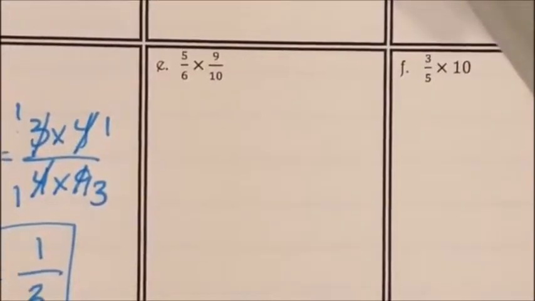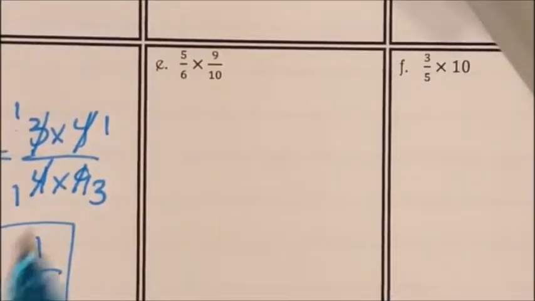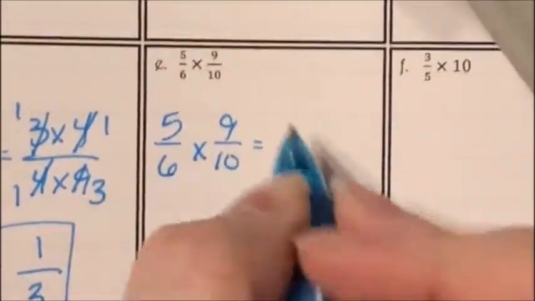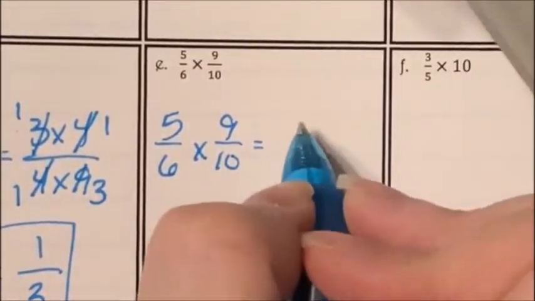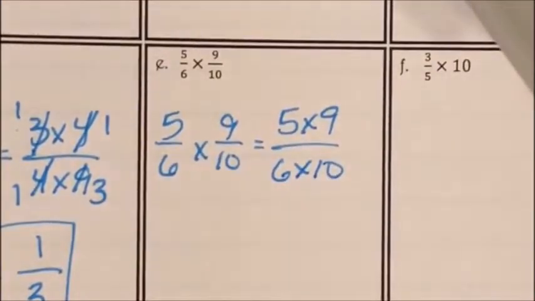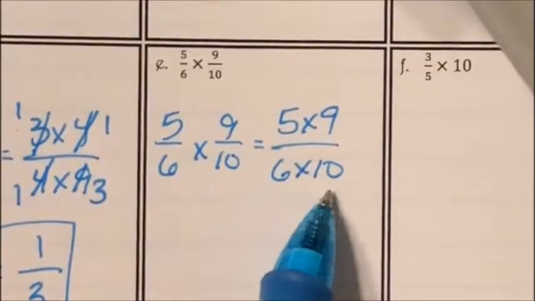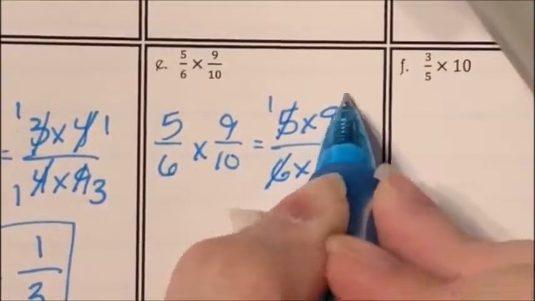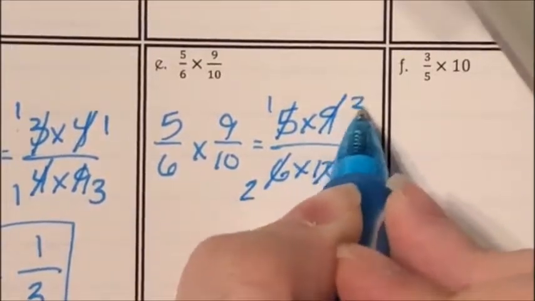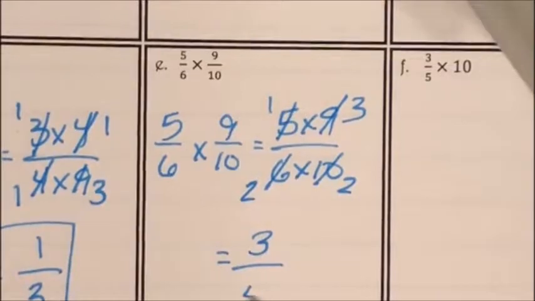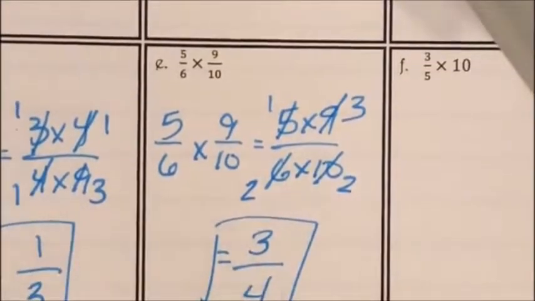Letter E says 5/6 times 9/10. So I multiply my numerators. I notice that 5 and 10 can simplify, and 6 and 9 can simplify. So 1 times 3 is 3, 2 times 2 is 4, so I get 3/4.